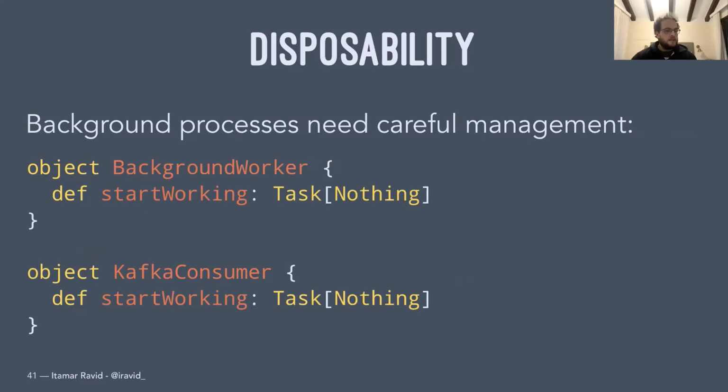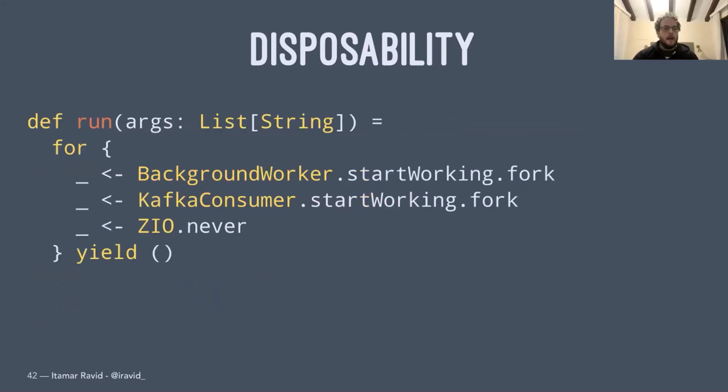Now, background processes actually need quite careful management because we need to make sure that they keep on going in the background, and whenever there is an error in one of them, that we crash the entire application or stop it or start it or whatever. So let's say we've got a background worker and a Kafka consumer, then the naive way to run them in the application would be to fork them into the background and then run a ZIO.never action to just wait for them. Well, this won't work correctly because if the background worker crashes, then nothing will watch it. So that's not going to cut it.